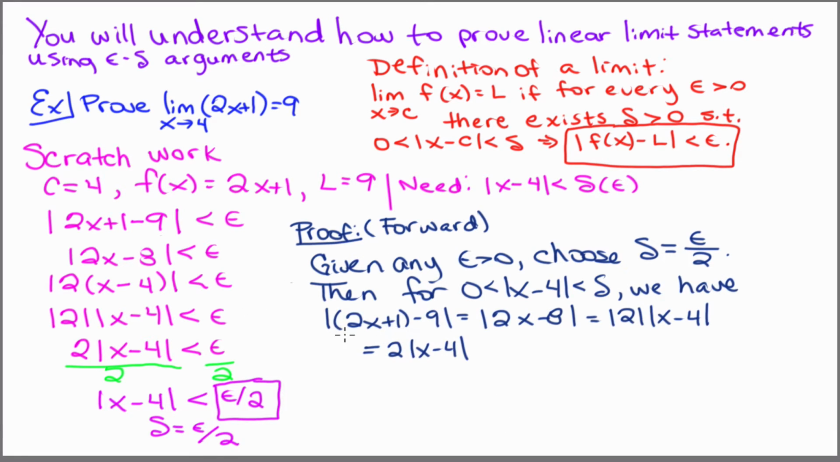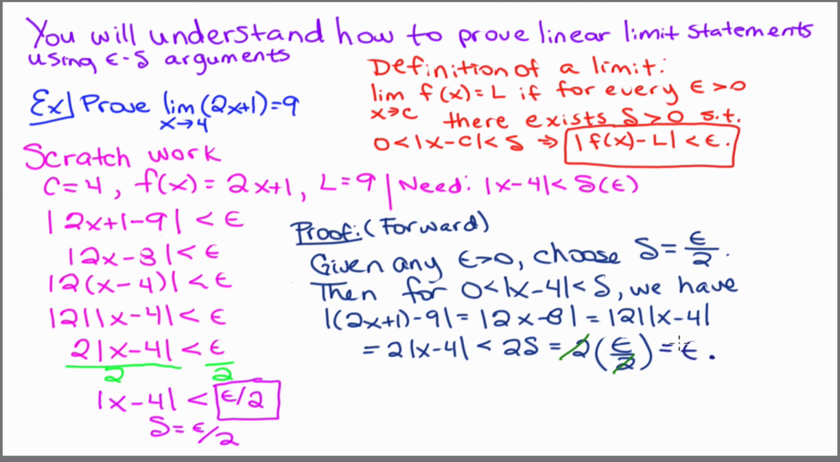Here I'm emphasizing that f of x is 2x plus 1. That's why I'm using parentheses here. And I've gotten to this point. This will be less than 2 delta because the absolute value of x minus 4 is less than delta. Now we can substitute epsilon over 2 for delta. Notice the 2's cancel out, and what I have left is epsilon.